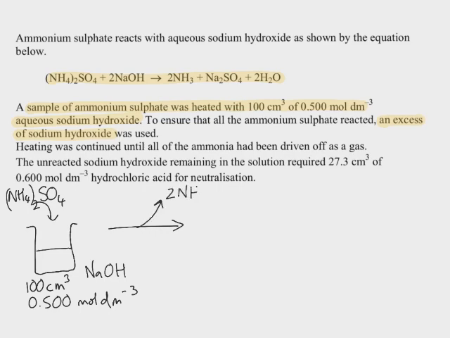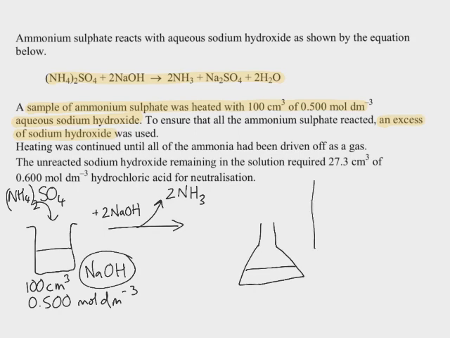I'm going to make a note that some ammonia gas has been made. So if the question wanted me to calculate volume of ammonia gas, I've written down the relationship. And I'm also going to definitely write down that it's 2 moles of sodium hydroxide to 1 mole of ammonium sulfate. Going to need to use that in any calculation I do involving sodium hydroxide.